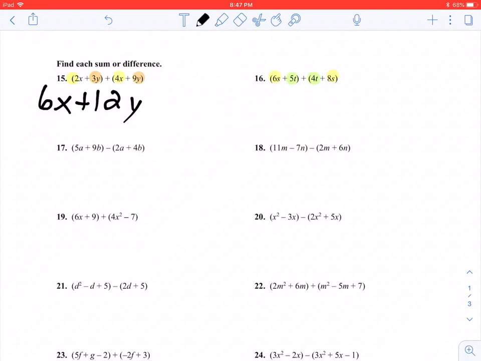So we have 6s plus 8s, which gives me 14s. And then we have plus 5t and 4t, which becomes 9t. So there's number 16. Moving on to number 19.